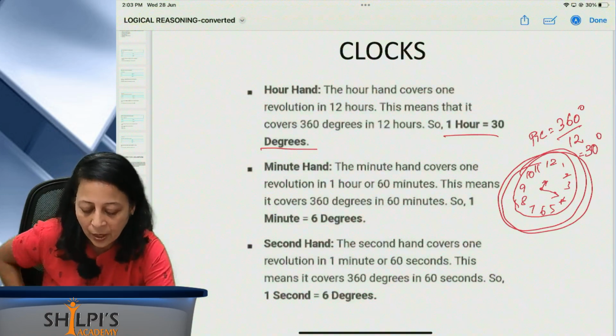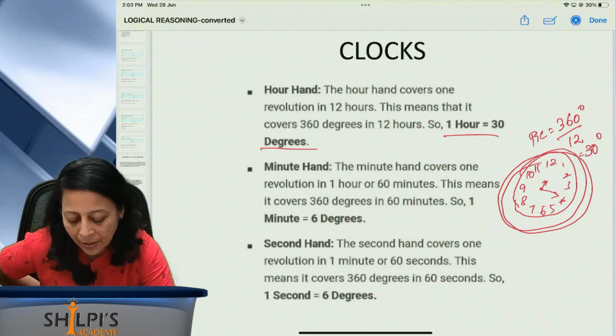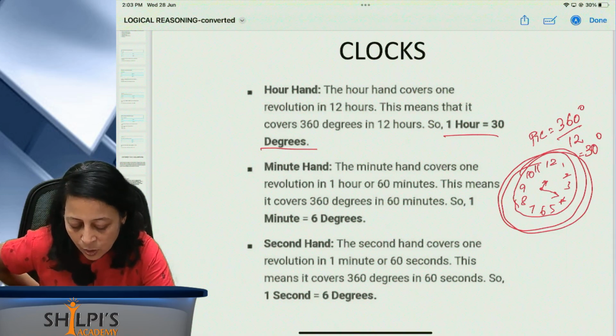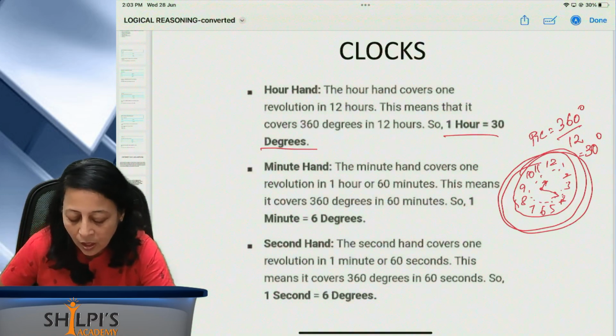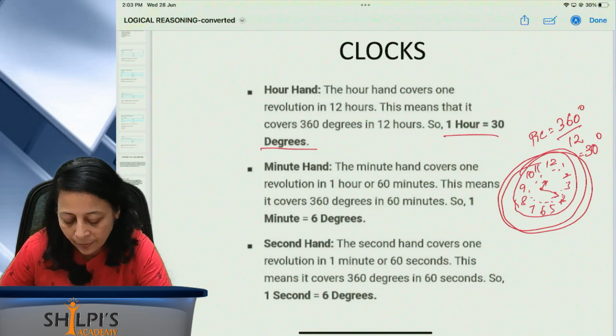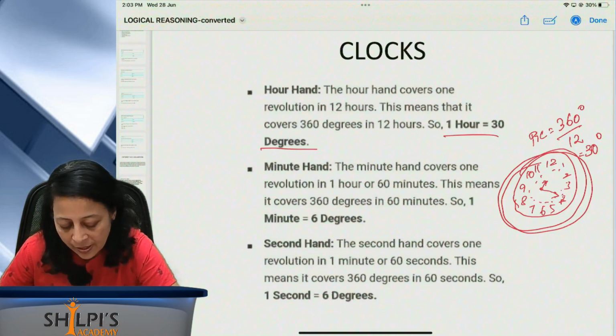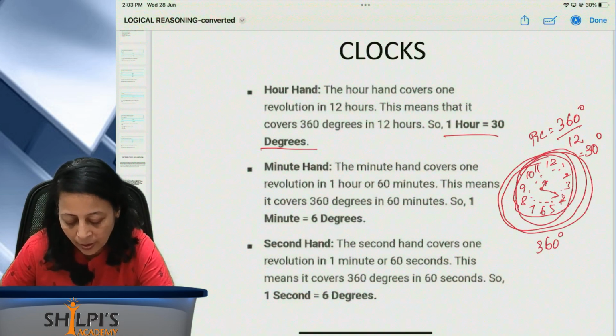Okay. Likewise, the minute hand. The minute hand covers 1 revolution in 1 hour, right? So in 1 hour it will cover 1, 2, 3, 4, 5, 6, 7, 8, so 60. Okay. So 1 hour or 60 minutes. So this means it covers 360 degrees. 360 degrees means 1 revolution, and it takes only 60 minutes. So 1 minute is 6 degrees.